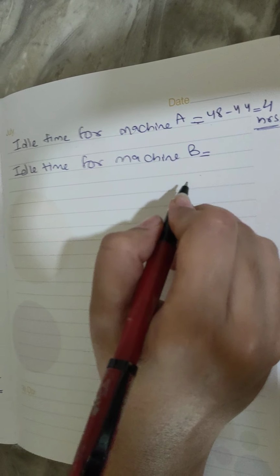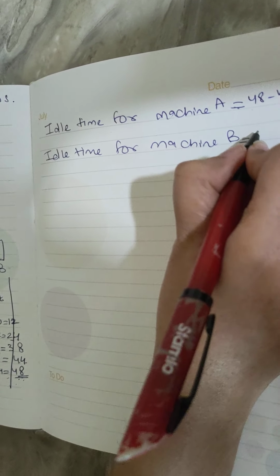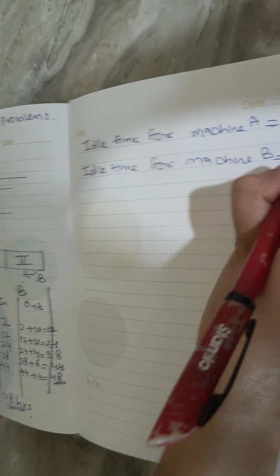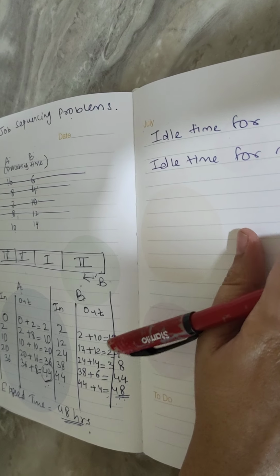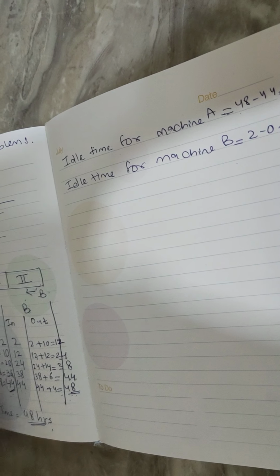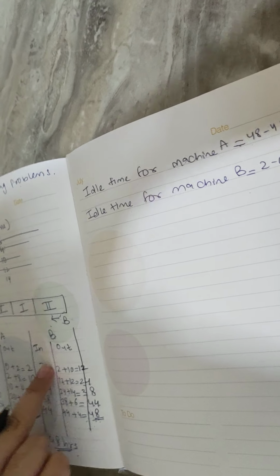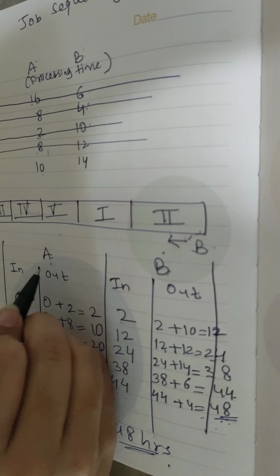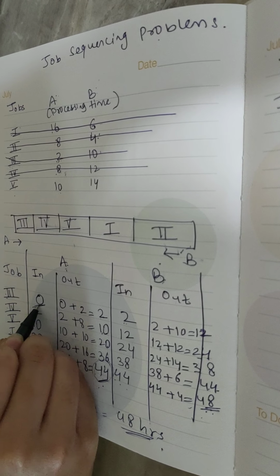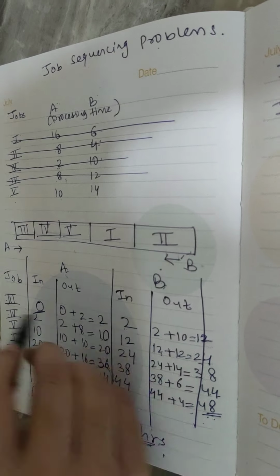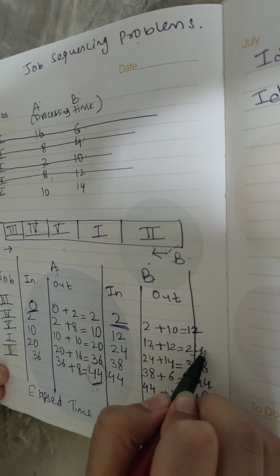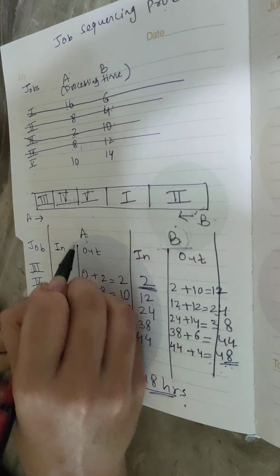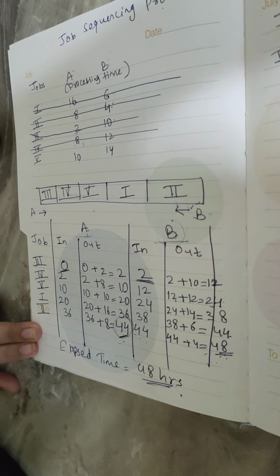And for machine B, what we will write here? 2 minus 0, that is 2 hours. For calculating the ideal hours of machine B, we are subtracting these two values. Why these two values? Because machine A started its work from 0 time and machine B started after 2 hours. That is, after 2 hours its work started. This means this machine was ideal when this machine was working. This is the only thing in this particular topic.